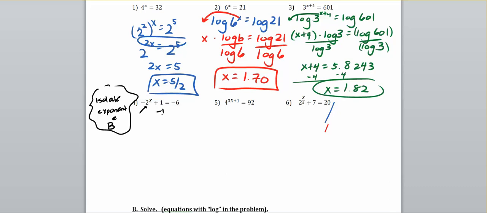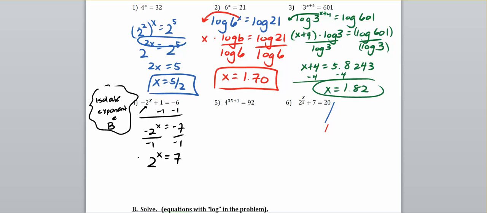So I'm going to subtract 1 to start my problem. I get negative 2 raised to the x power is negative 7. Again, this is still not isolated because it's really a number times 2 to the x. I want to divide out that negative 1 because I want to get 2 to the x all by itself.